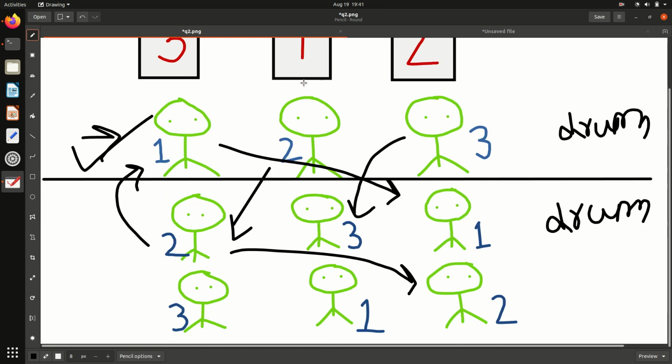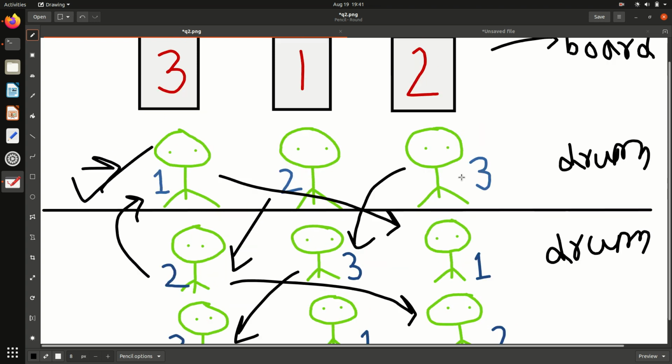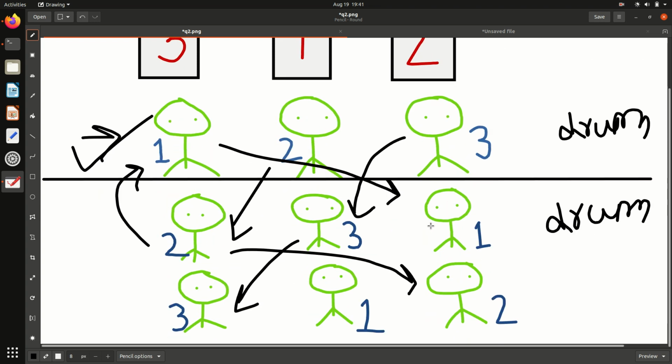Now where will 3 go? So 3 will go to the first position. So 3 came here. And where will 1 go? So 1 will go to the second position. So 1 came here. So all these are happening after drum beat 2.